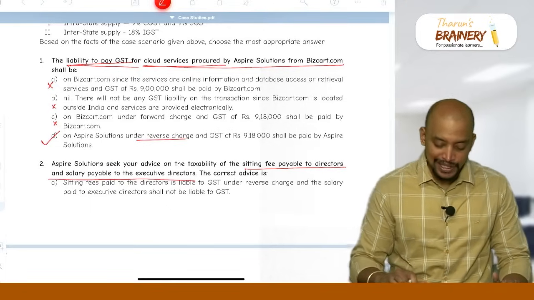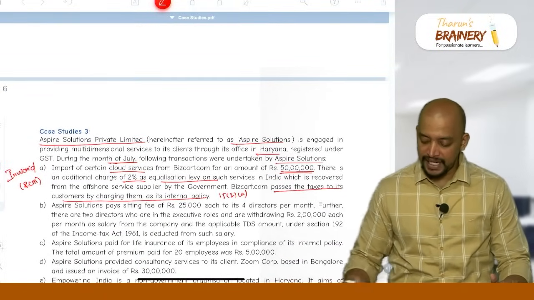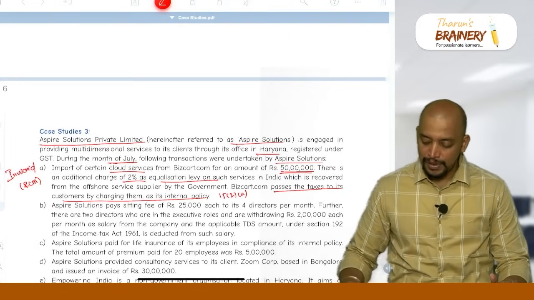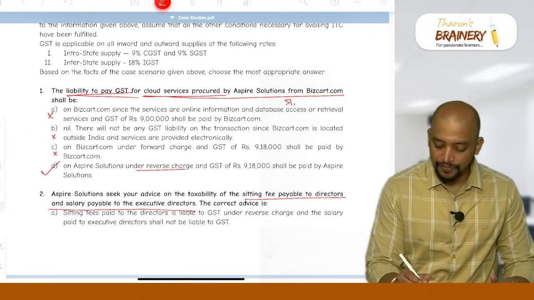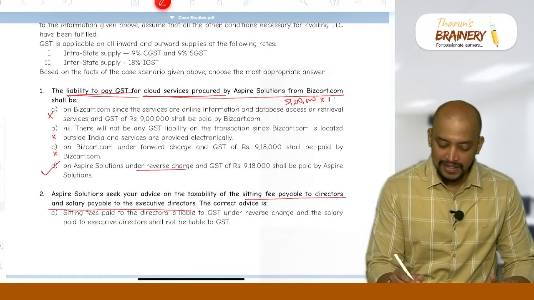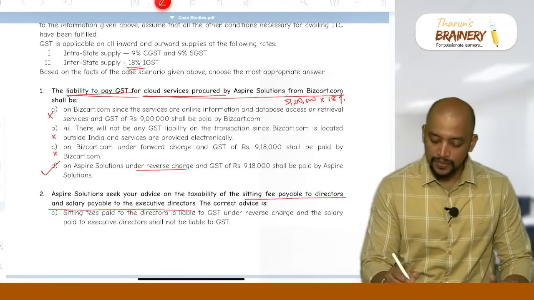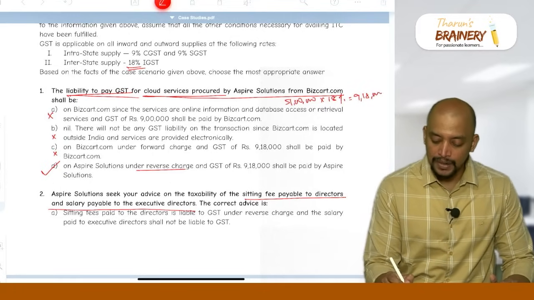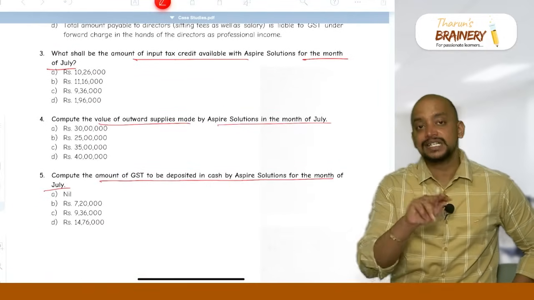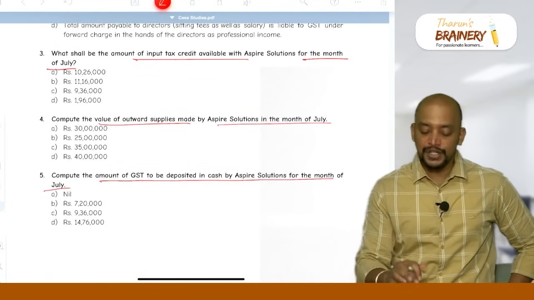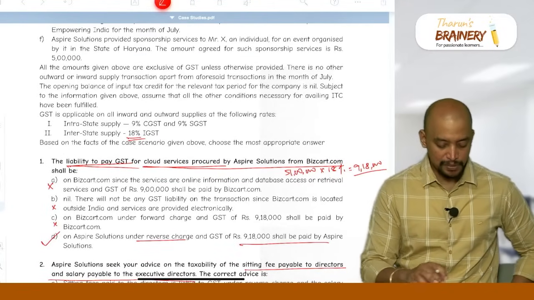Suppose if you want to compute GST also, we can do the computation: 50 lakhs plus 2%. Why? 50 lakhs is the value plus 2% equalization levy, 51 lakhs. On that 51 lakhs, GST will be payable at 18%, that is given here. So into 18%, that will be 9,18,000 will be taken as the GST liability. And here nowhere we have CGST, SGST, IGST in the options, which means you can compute it together, not at all an issue. 9,18,000 shall be paid by Aspire Solutions.